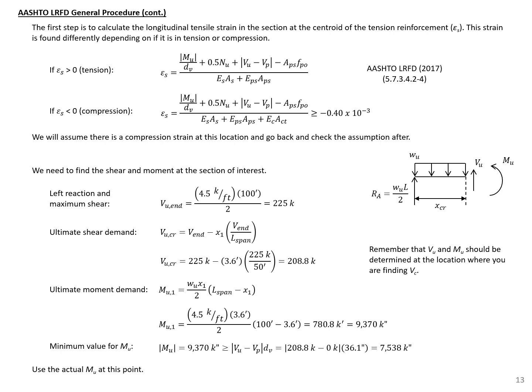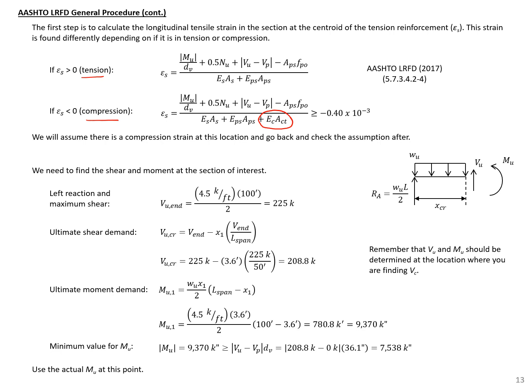We're going to need to calculate the longitudinal tensile strain in the section at the centroid of the tension reinforcement, this epsilon s component. And we'll need to first calculate the shear demand and our ultimate moment demand at the section of interest. We're also going to need to either assume that we have a tensile strain or a compression strain at this location. So we're going to assume that we have a compression strain here, and then we're going to go back and check to make sure that our assumption was correct. In our compression strain, we have an additional component to our denominator that we'll need to include.